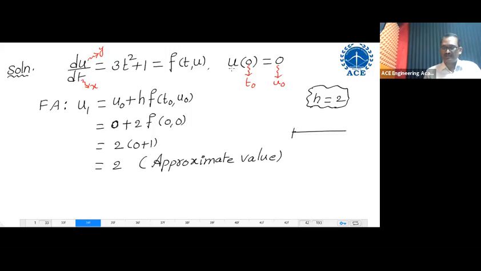Y of x naught is equal to y naught. X naught value is 0. And this is t1. Actually, in the previous models I wrote x naught, x1, x2, x3, etc. Here x means t: t0, t1, t2, t3, etc. T0 value is 0. The t1 value we don't know. But they said the subinterval length is 2. If this interval length is 2 and this is 0, this should be 2, which is 2 minus 0.